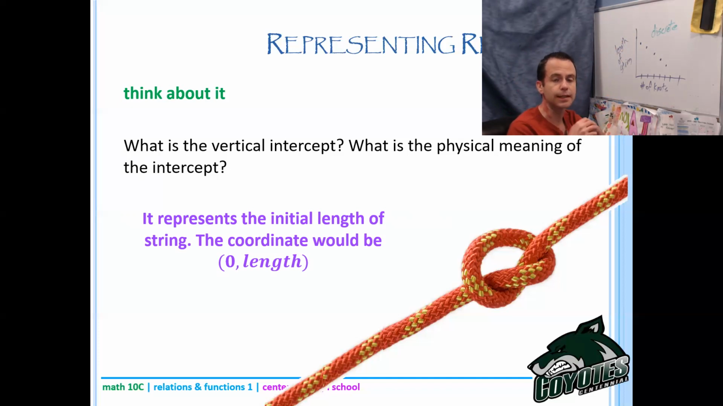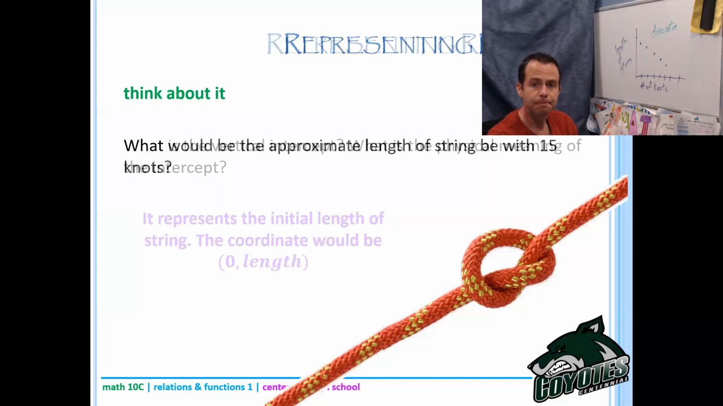So it represents the initial length of the string. As a coordinate pair for the y-intercept, the x value is always going to be 0, because I haven't moved to the left or right yet if I'm right on the y-axis. So all of the coordinate points would be (0, whatever that starting length was for you).